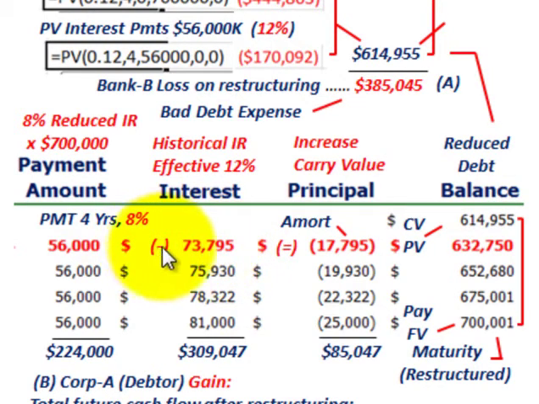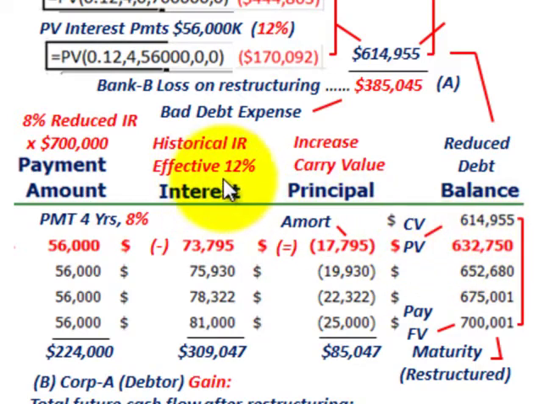So we would be subtracting that here from the payment amount of $56,000, and that's going to equal the increase in the carrying value. The difference between the effective rate here and the actual cash payment is $17,795. So that is what we'd be adding to our beginning balance here to come up with our new balance, and then we'd just be amortizing that in the same old fashion.